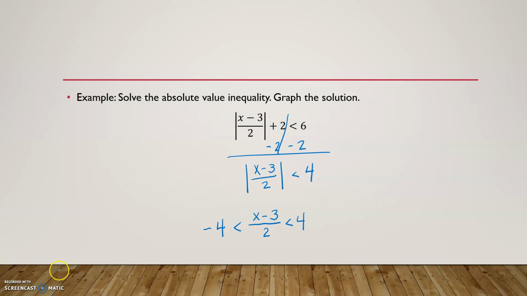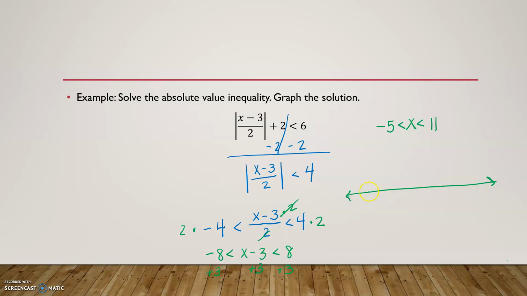I'm going to multiply everything by 2. Since x and the minus 3 are all being divided by 2, not just the x, I need to multiply by 2 first. So that would cancel out there. We get negative 8 is less than x minus 3, less than positive 8, and then add 3 to everything. And what we're going to get from that is negative 5 less than x less than 11.